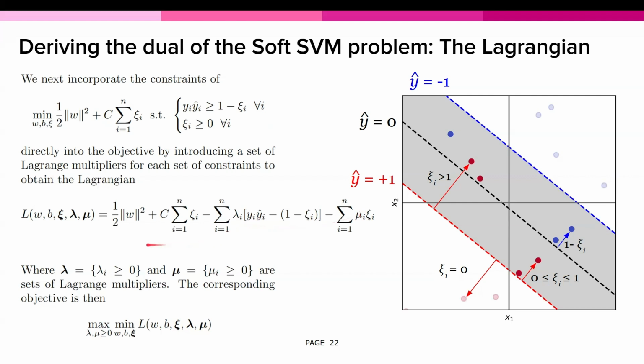And so the resulting Lagrangian expression includes the original objective function minus the two penalty terms. So that first penalty term is going to involve lambda sub I. This penalizes the violations on the constraint y times y hat greater than or equal to 1 minus xi.